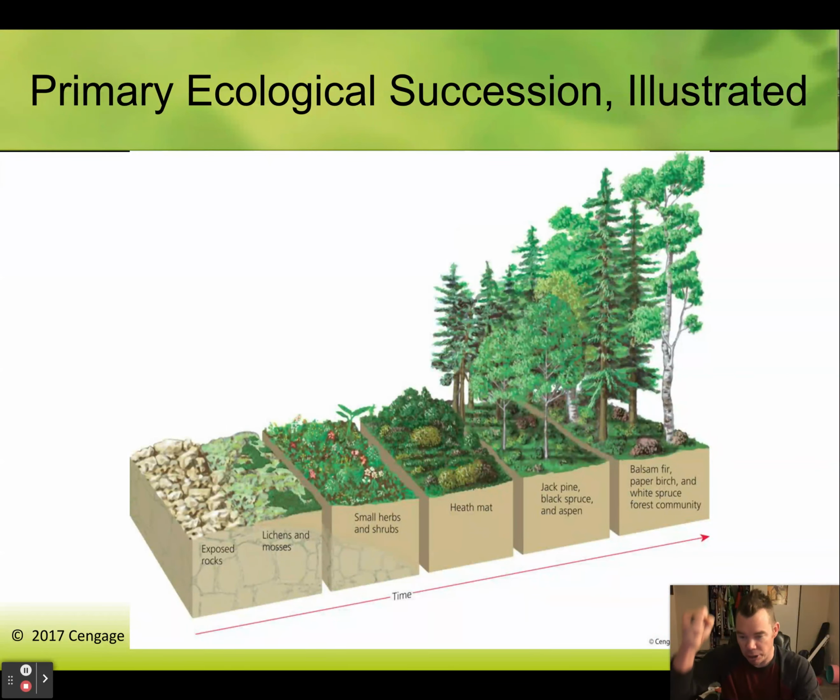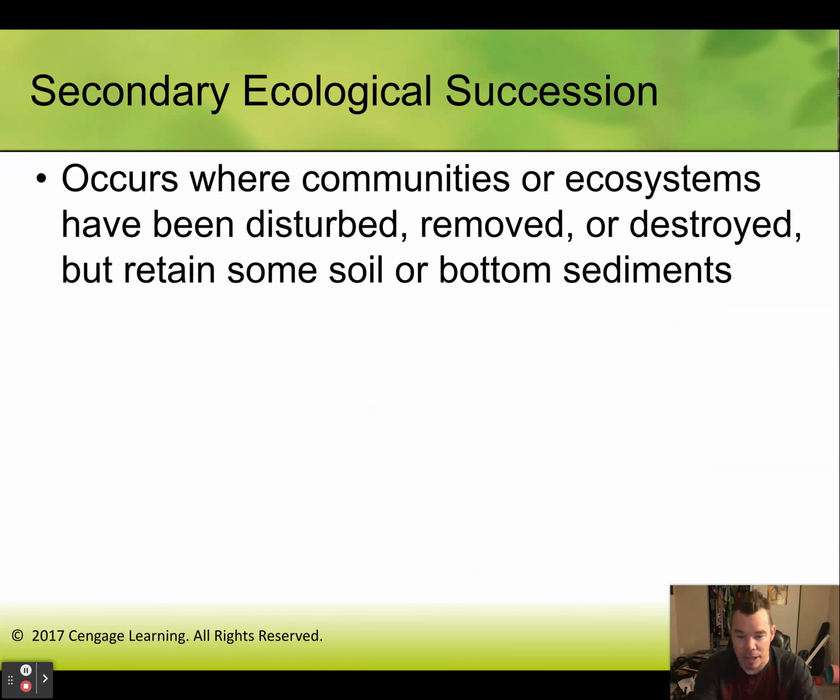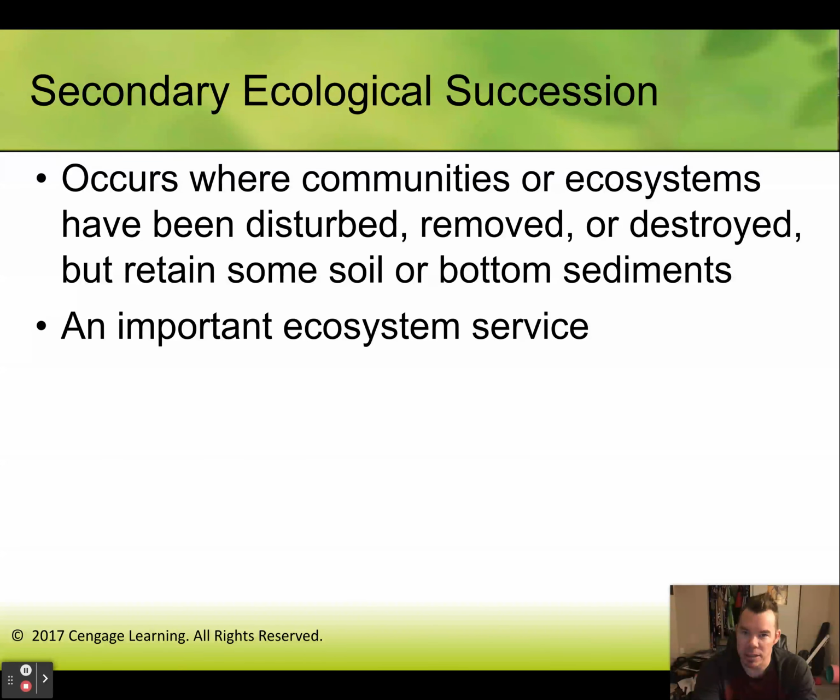So primary succession, again, starts with nothing, starting with bare rock. All right. On the flip side, secondary ecological succession occurs when communities or ecosystems have been disturbed, removed, or destroyed, but still retain some soil or bottom sediments. This is number seven. An easy example of this is a forest fire. The forest fire is going to burn all the trees, but the soil is going to stay there, and the roots and whatnot are still going to be there. This actually is an important ecosystem service because it allows for new growth to occur.